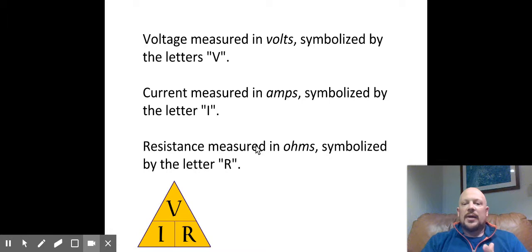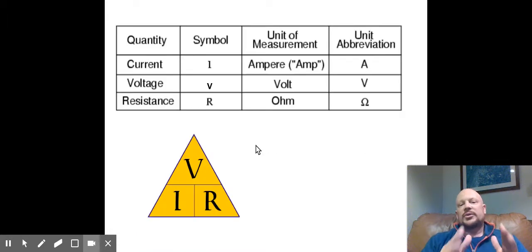And so I'm going to show you how to use the triangle here in a moment. But before we do that, I want you to go ahead and copy down the information in this chart. The quantities that we're working with, current, voltage, and resistance, the symbol for each one so you can remember what goes where in the triangle, the unit of measurement, and then the unit abbreviation. It's going to be important for us as we do these problems that when you come up with your final solution, that you include the unit of abbreviation.